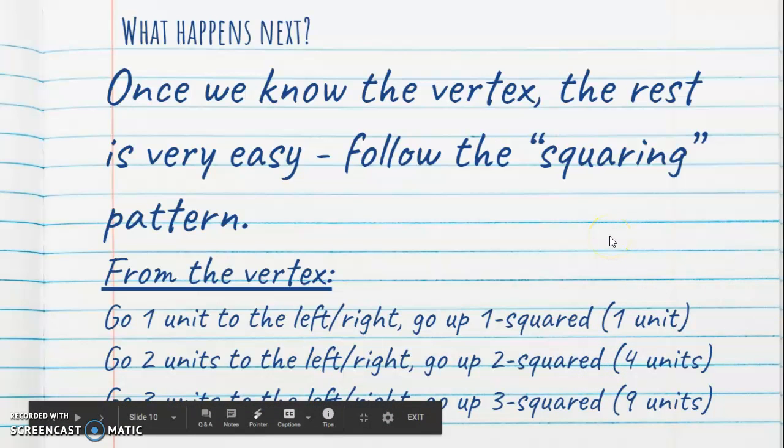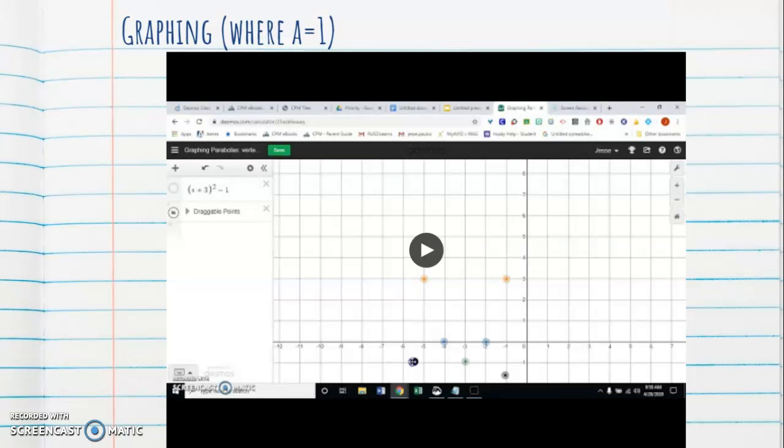And don't forget, parabolas are symmetrical, so what you do on the left side, you're also going to do on the right side. Okay, so here's an example where A is 1. You can follow this video. It pretty much walks you through what I just mentioned.